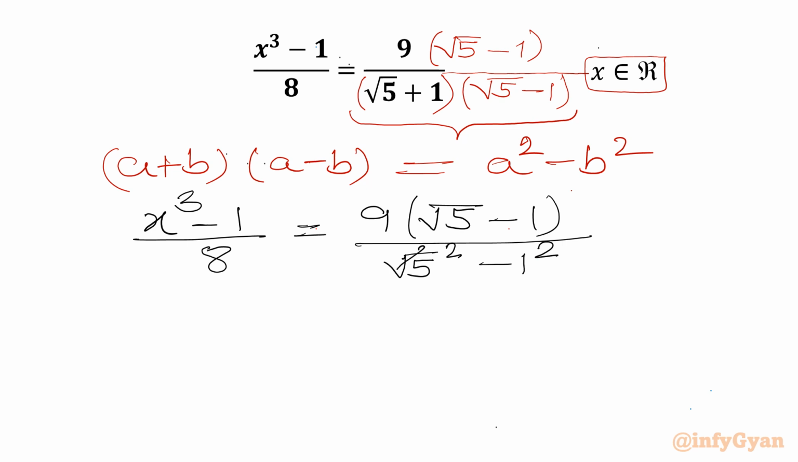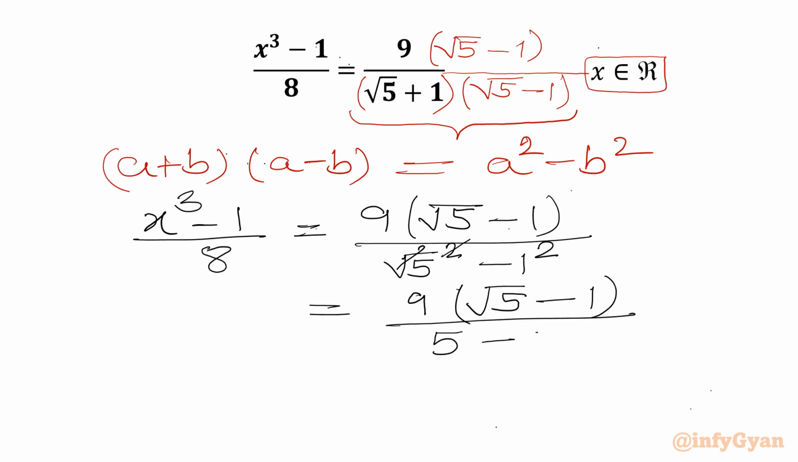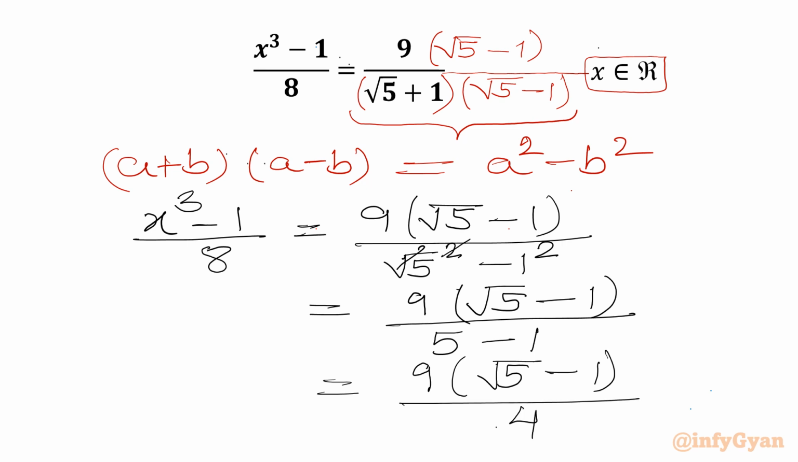Now square root and square will be cancelled out. We can write 9 times square root 5 minus 1 over 5 minus 1, square is 1. Or we can write 9 times square root 5 minus 1 over 4. LHS will be x cube minus 1 over 8. Let's multiply both sides by 8.